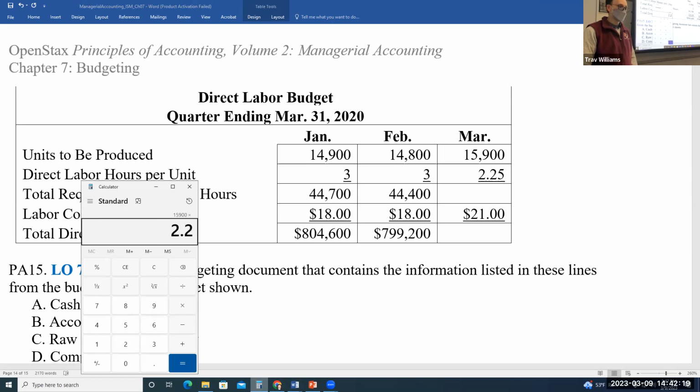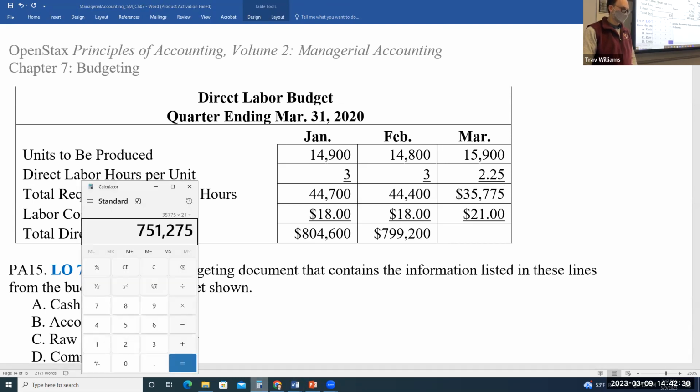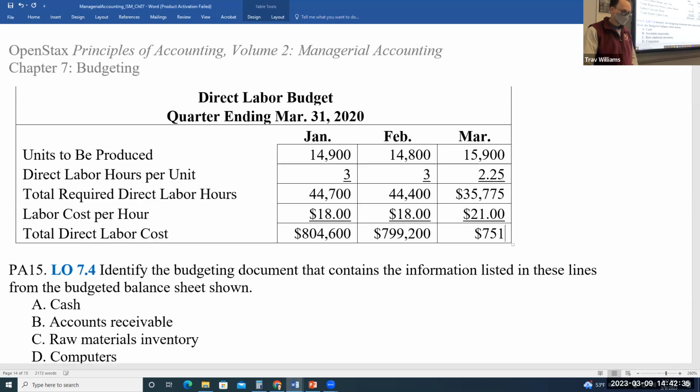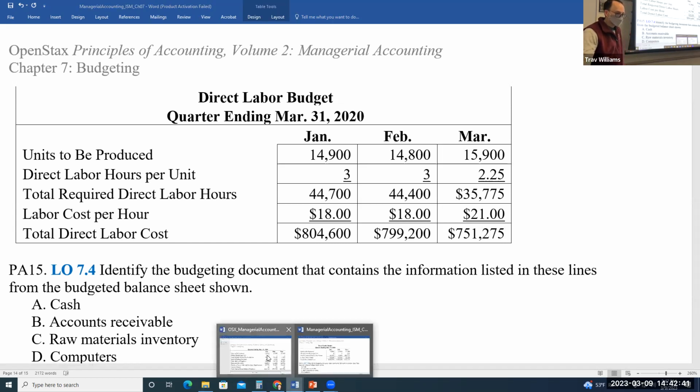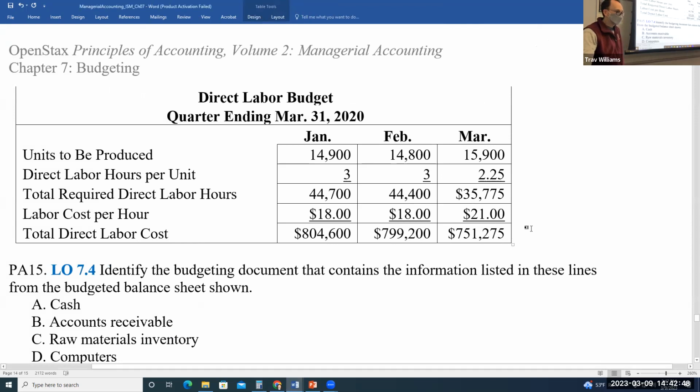Okay, then in March, we have the different number of hours. So we get 35,775. And then the different rate of pay, 751,275. Okay, let's check those final numbers. Okay, that looks good. All right, so we're done with 14.